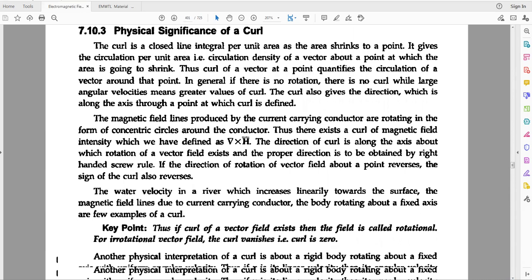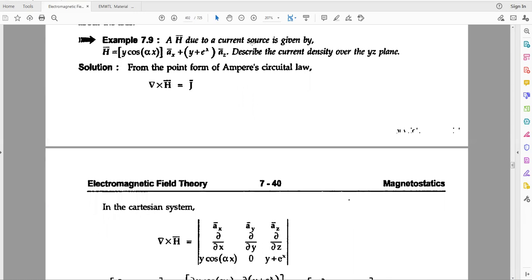The H bar due to a current source is given by H bar equal to Y cos alpha X in the AX bar direction, plus Y plus e power X in the AZ bar direction. Describe the current density over the YZ plane. Current density means J bar.